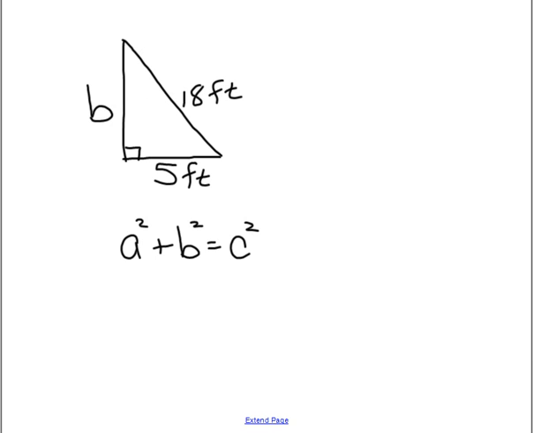But then we're just going to fill in the blanks. I don't know what B squared is, so 5 must be A. So I'm going to take 5 and square it, plus B squared, equals C squared, which is 18 squared.